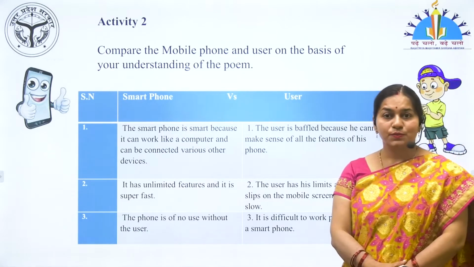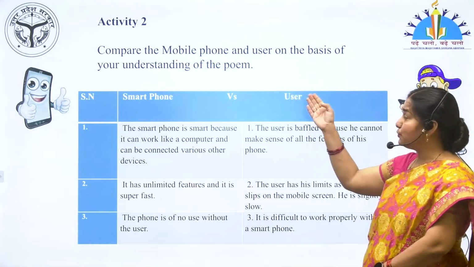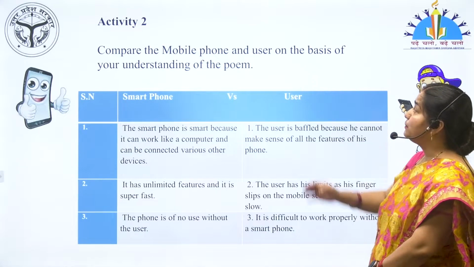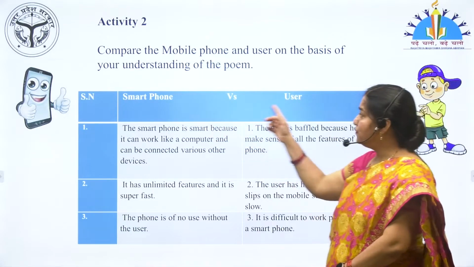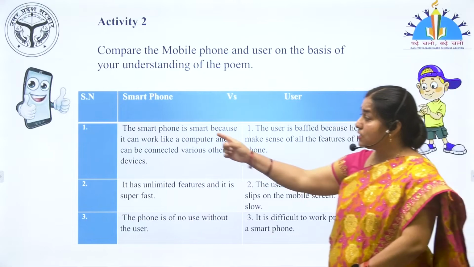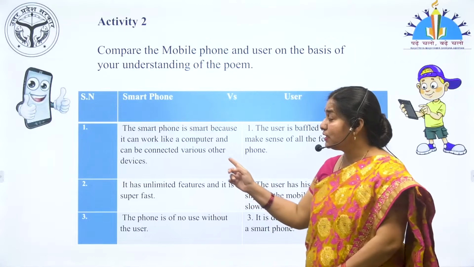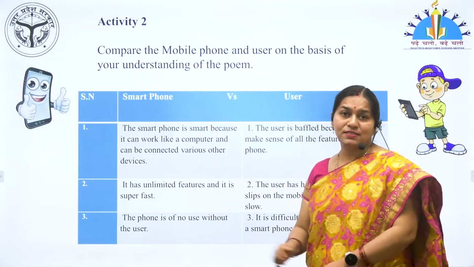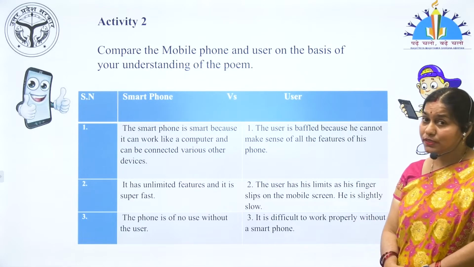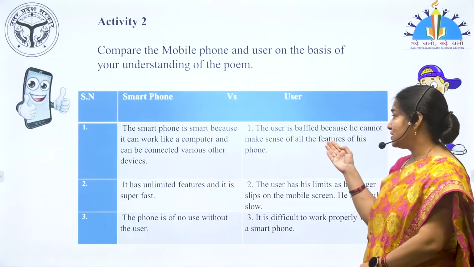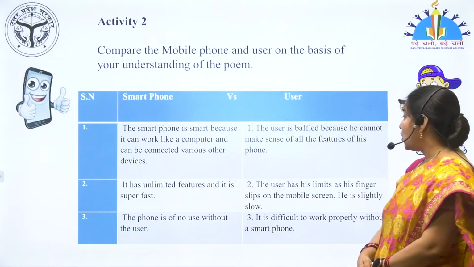Activity 2 is very interesting, in which you will have to compare the mobile phone, the smartphone, and the user on the basis of your understanding of the poem. Smartphone versus user. The smartphone is smart because it can work like a computer and can be connected to various other devices. The user is baffled. The user is not that smart. He is baffled because he cannot make sense of all the features of his phone.